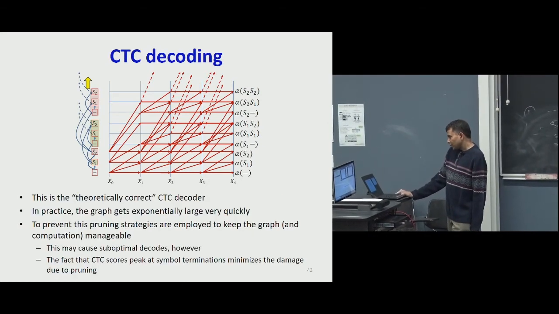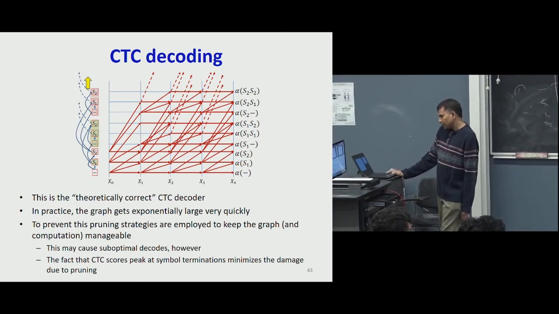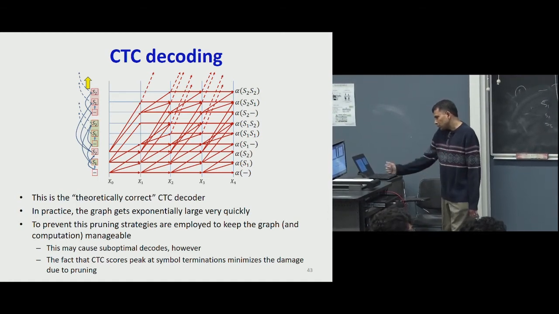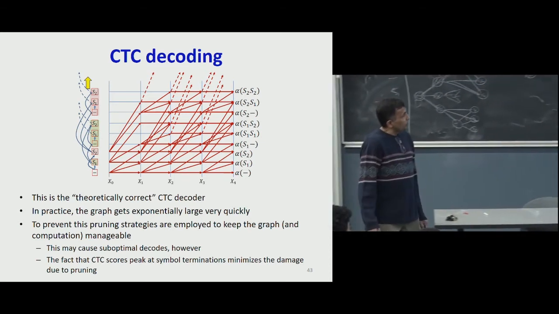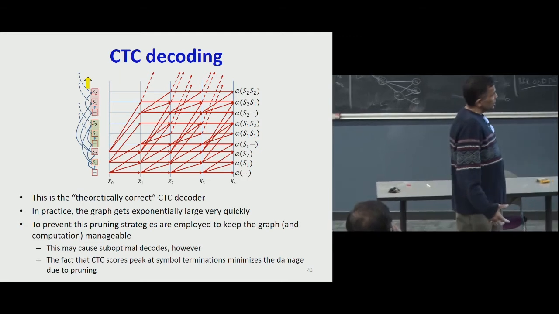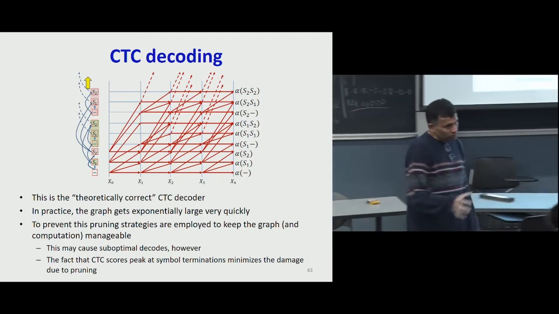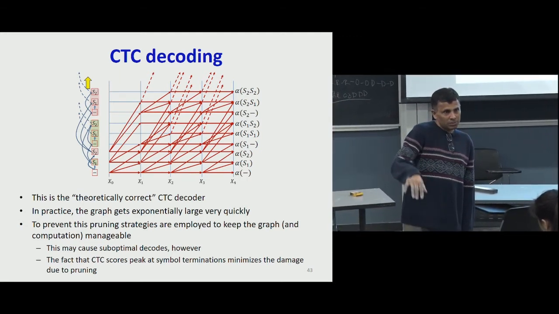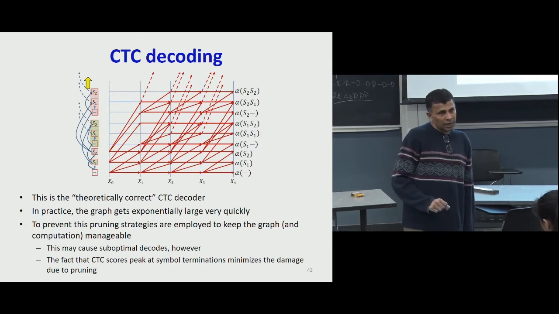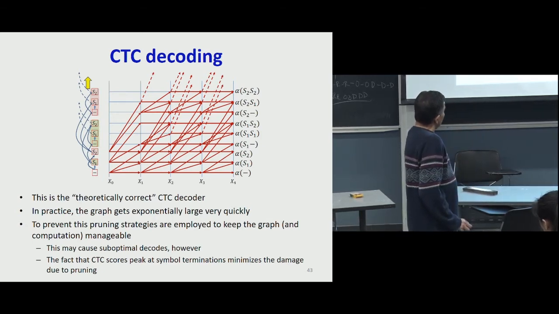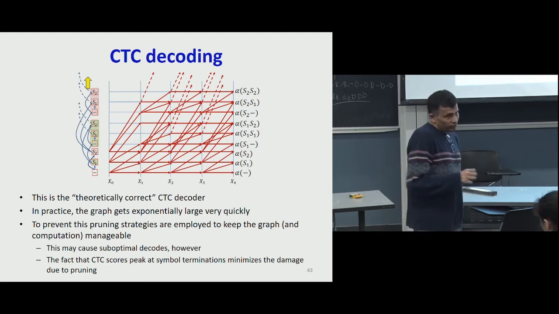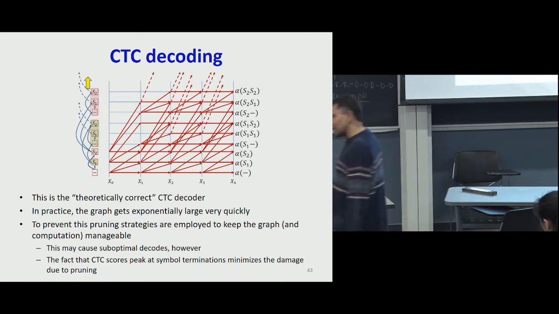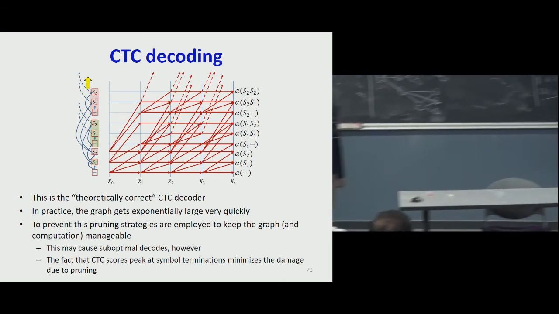This is the theoretically correct CTC decoder. It gets exponentially large. So to prevent this, you would do something called pruning, which keeps the graph and the computation manageable. Pruning may cause suboptimal decodes because you may get rid of things that will become more probable later, right? But the fact that CTC scores peak at symbol termination, the way we saw it, kind of minimizes this damage. What you would do is you'd step through time.